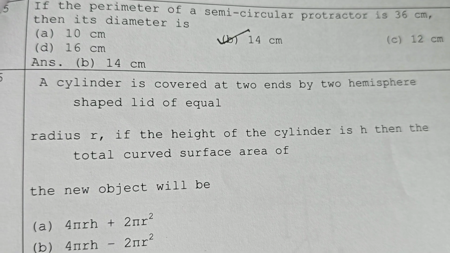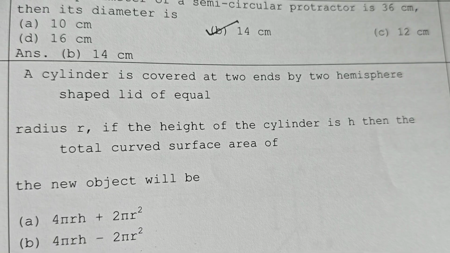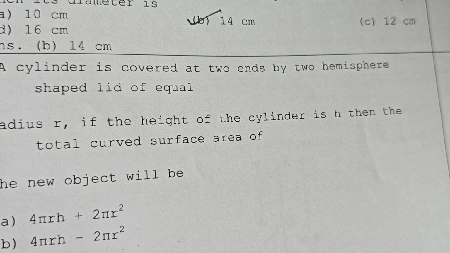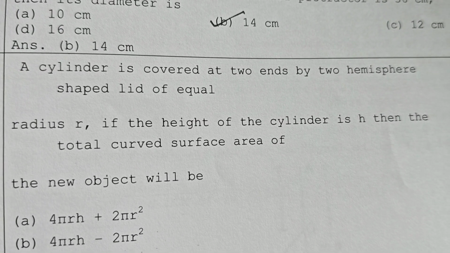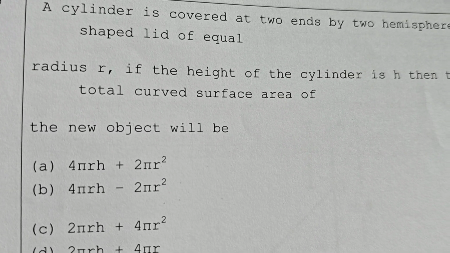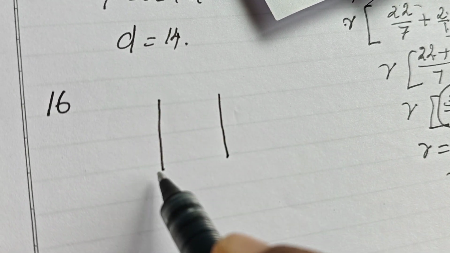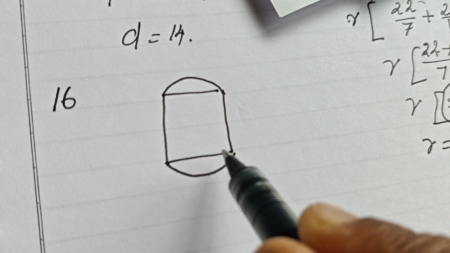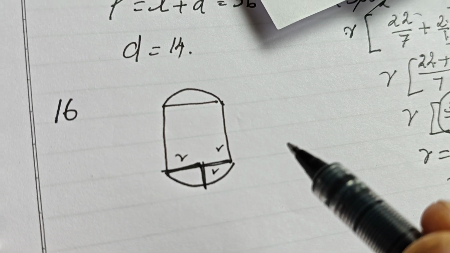Now, go to question number 16. A cylinder is covered at 2 ends by 2 hemisphere-shaped lids of equal radius r. If the height of the cylinder is h, then the total curved surface area of the new object will be. They gave you 4 options. We'll check how these options work. Question 16 says a cylinder, both the ends covered with hemispherical lids. Hemisphere means all these radii are the same, r, r, r.